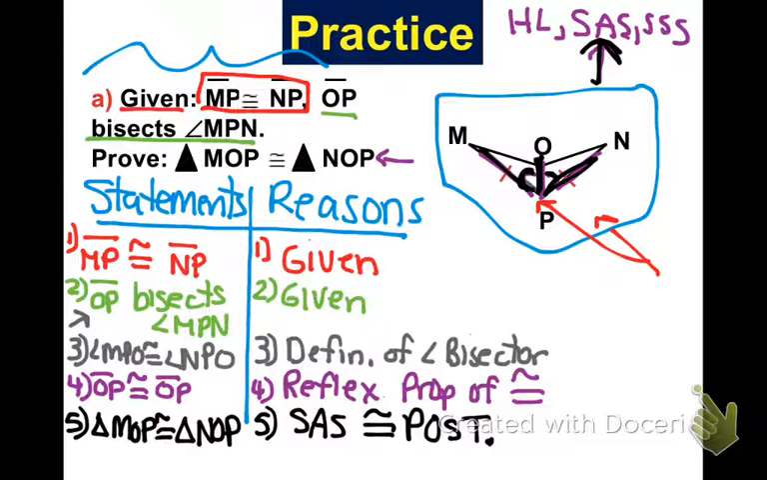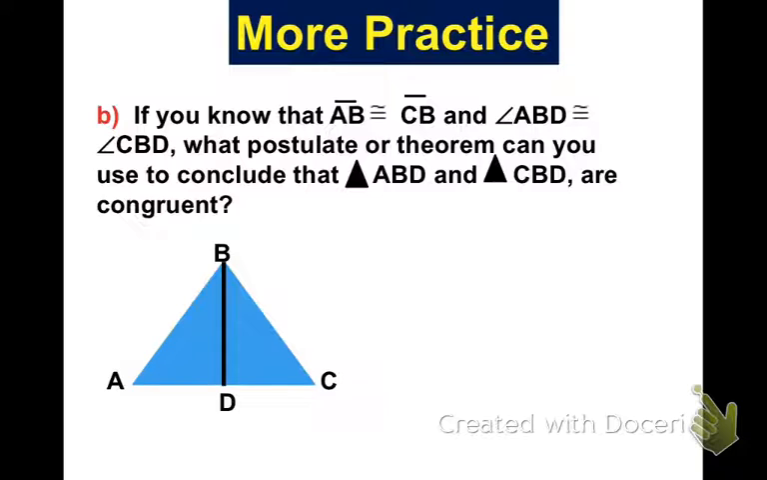All right, we have one last slide to do. I'd like you to pause the recording, read letter B, and see what answer you come up with. All right, again, remember, we know we have hypotenuse leg, and that works with right triangles. We have side, side, side when all 3 sides are congruent on our matching triangles, and then our new one, side angle side. So we have limited choices, which makes it a little bit easier.